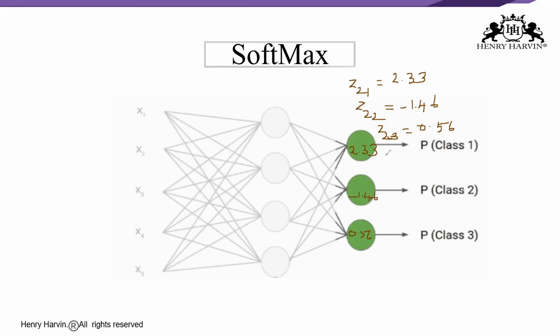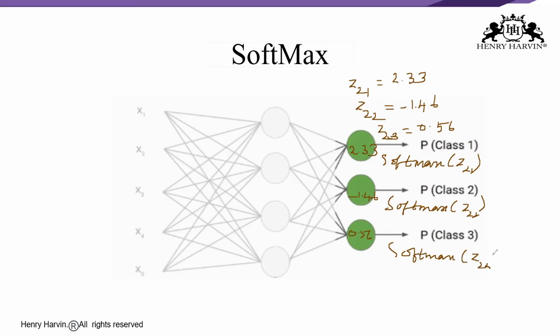Now I'm applying softmax over here: softmax of Z21, softmax of Z22, and softmax of Z23, right? So once we do this, we will be getting the probability values of the data point belonging to the respective classes. We all know that the sum of the probabilities is always equal to 1. So let us try to solve this case now.